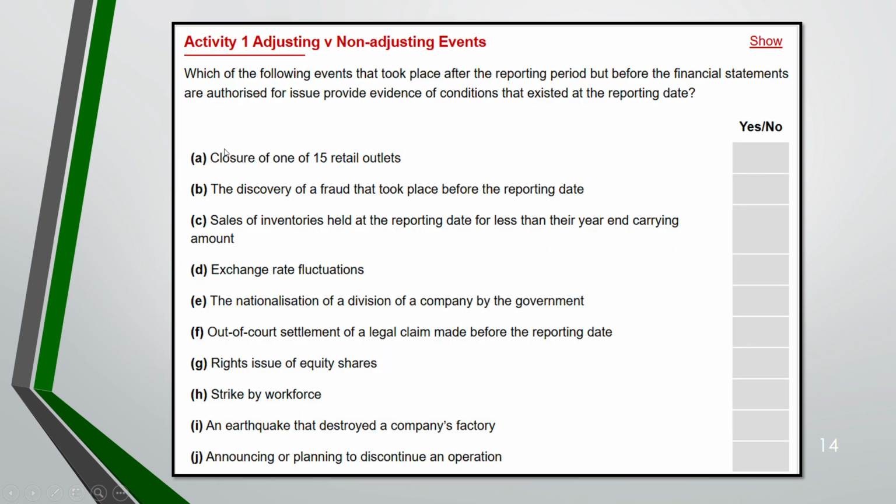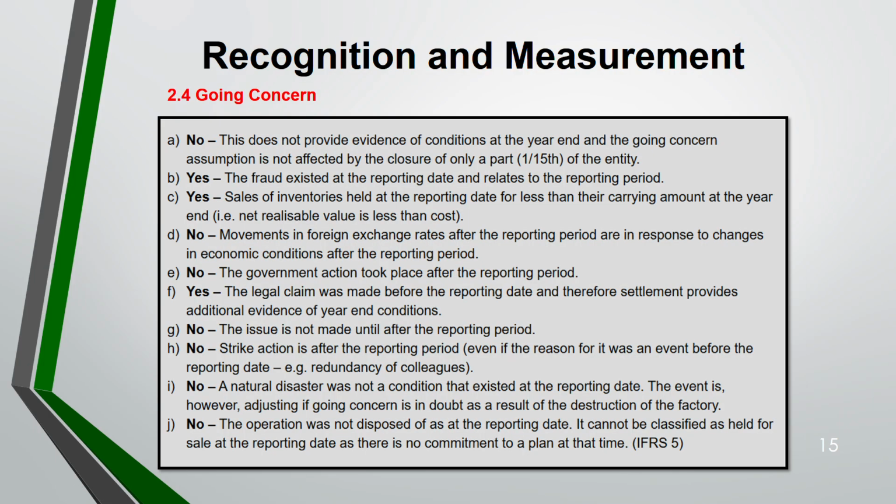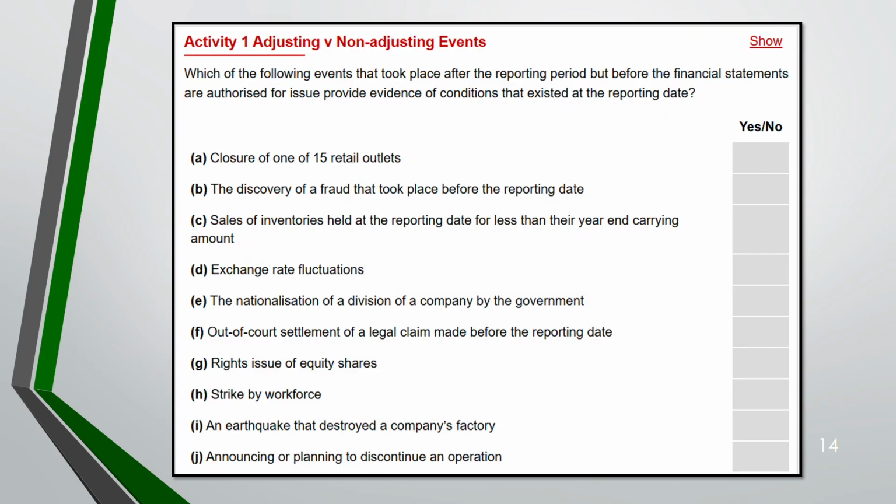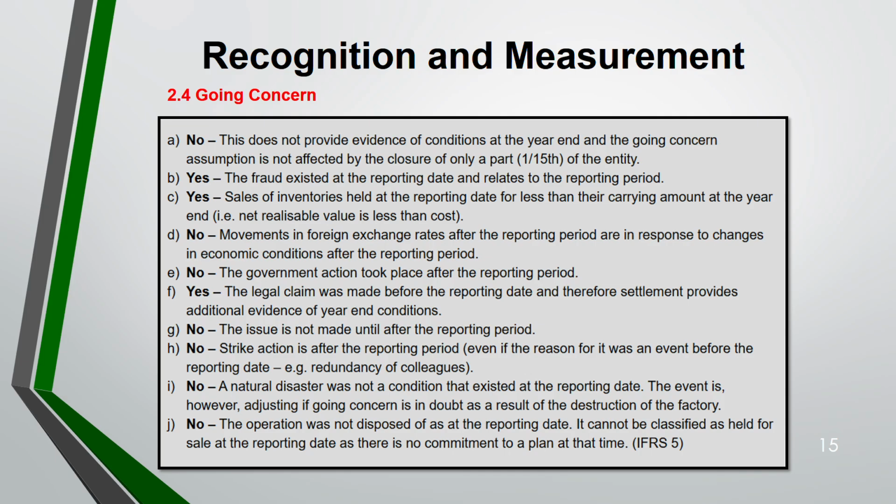C. Sale of inventories held at the reporting date for less than their year end carrying amount. C is again yes. Okay. D. Exchange rate fluctuations. No. Because this exchange rate fluctuation happened because of the changes in the economic conditions after the reporting period.